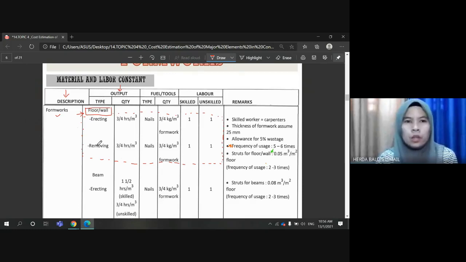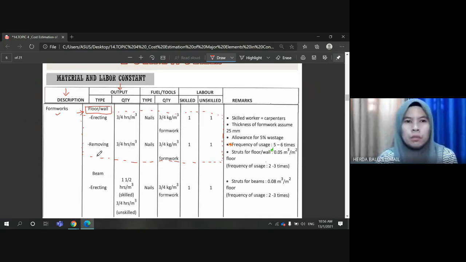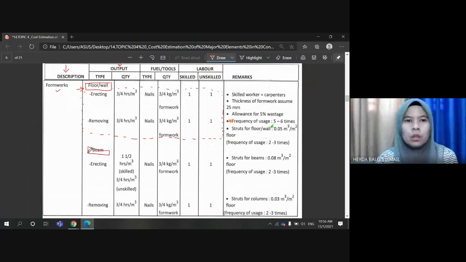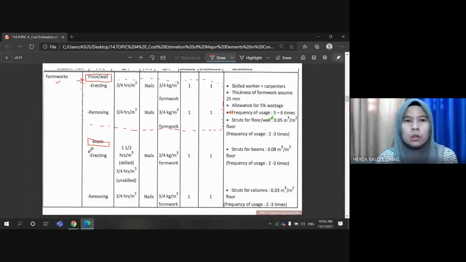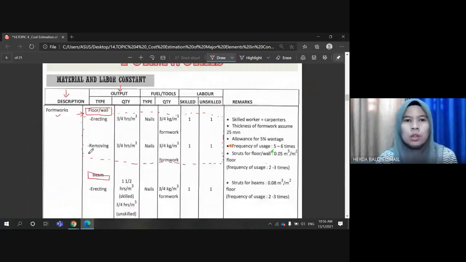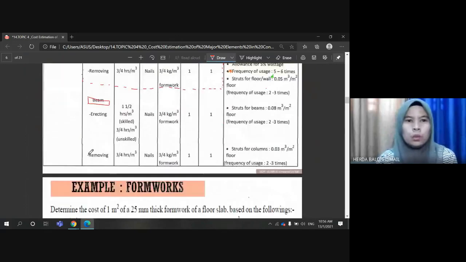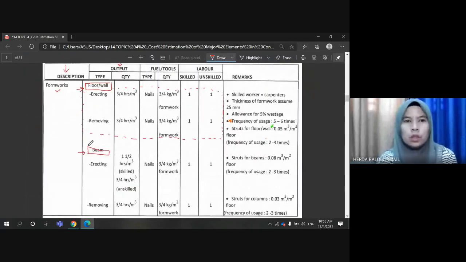The second structure is beam. Basically it covers these two structures, floor or wall and beam. For the output, there are two elements, whereby we conduct the formwork as I mentioned. It is a temporary work.